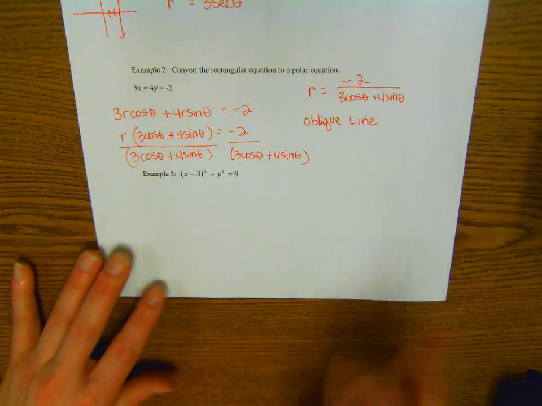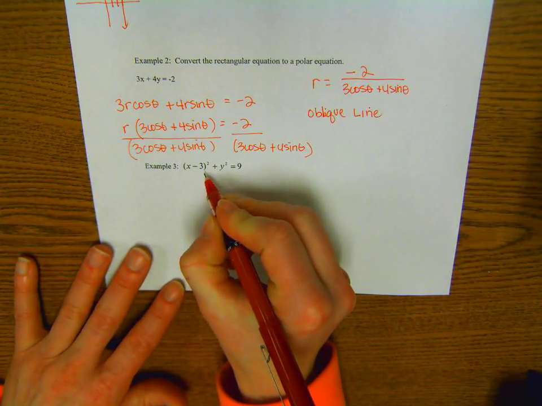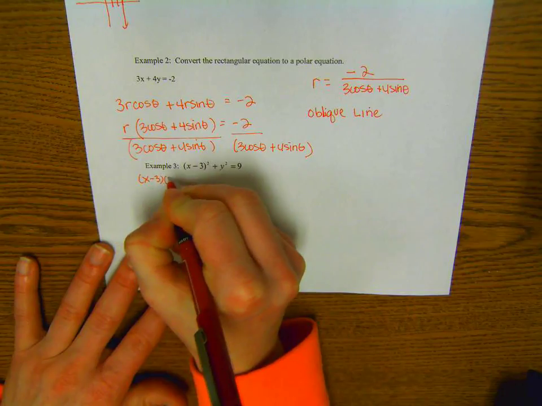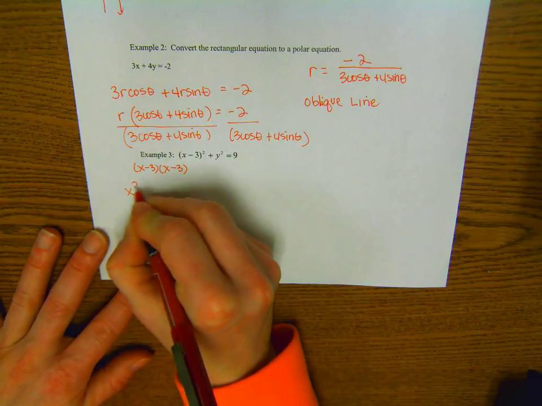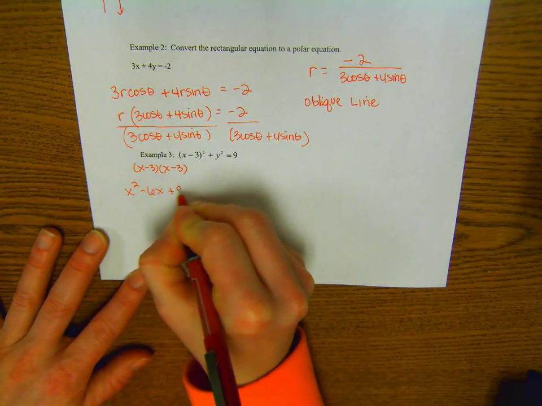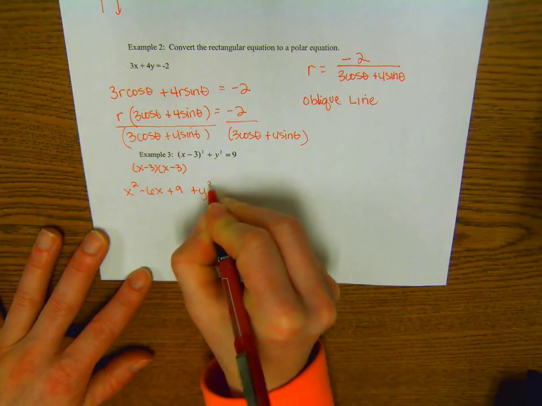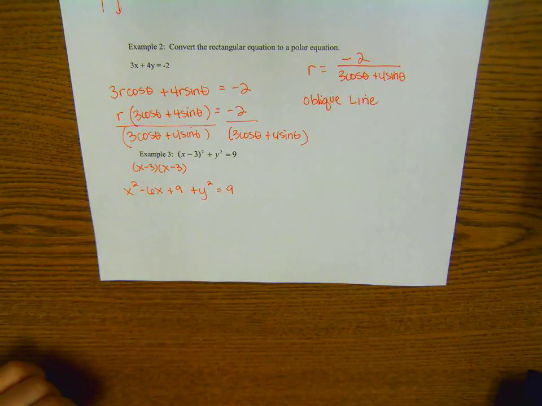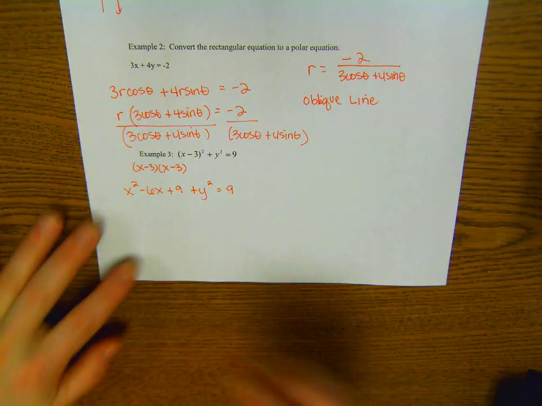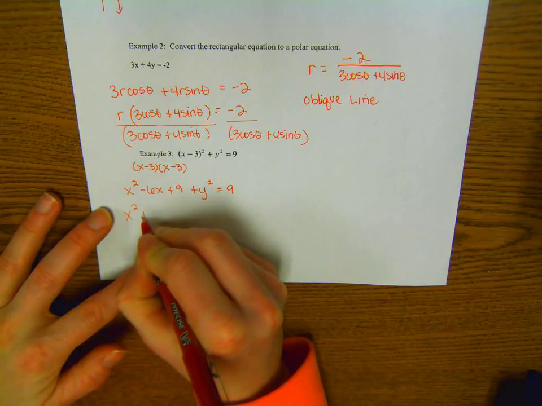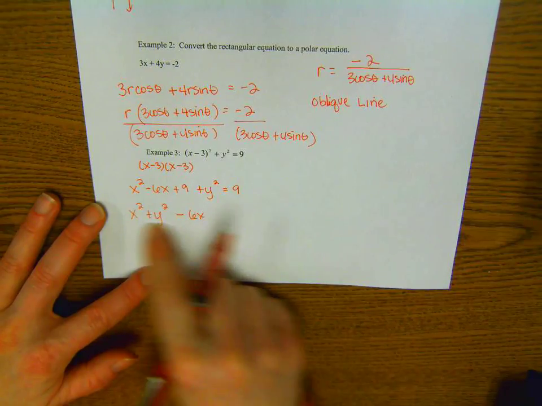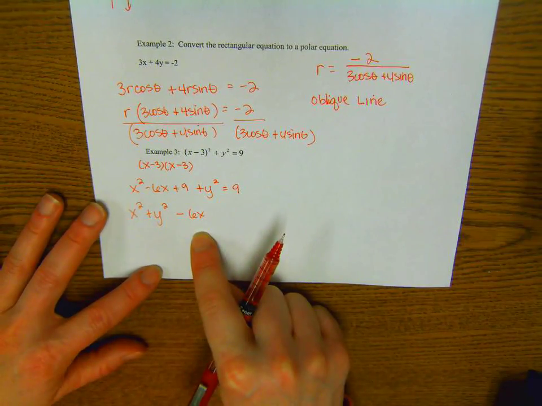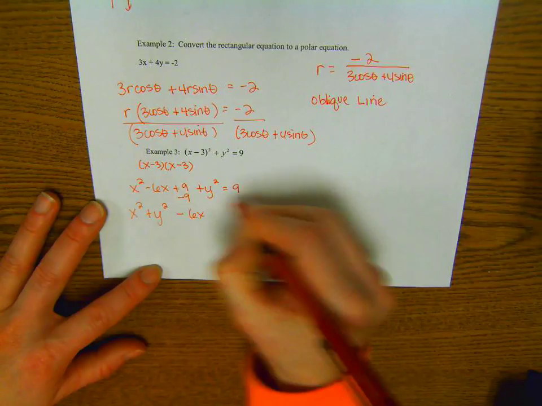Okay, so (x minus 3) squared really means this. Let's not forget that. It doesn't mean x squared minus 9. So (x minus 3) squared is x squared minus 6x plus 9, plus y squared equals 9. So I'm going to rearrange this. Are you all good? I just rearranged the order. And also, what happens when you subtract 9 from both sides? It is equal to 0.